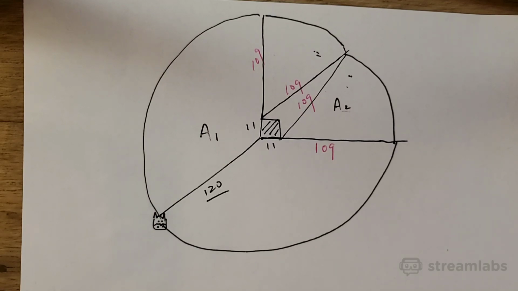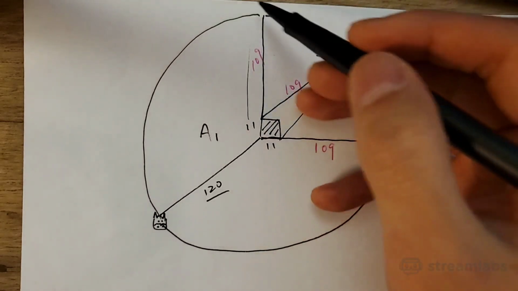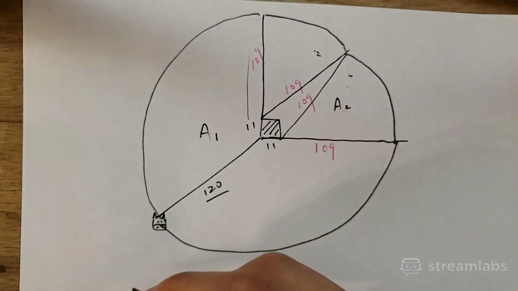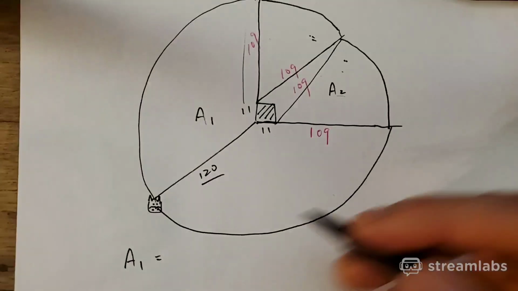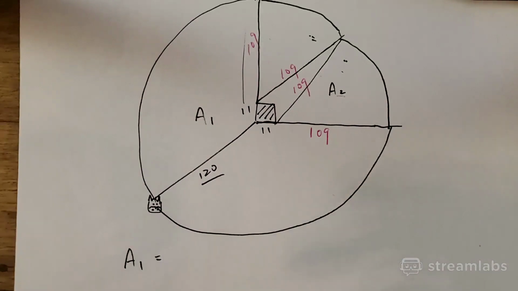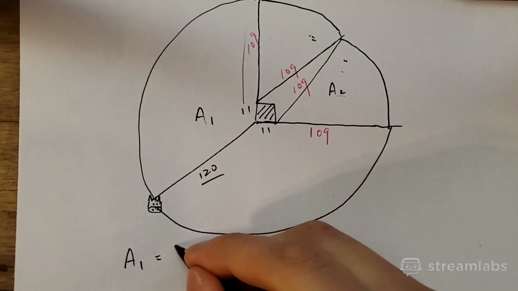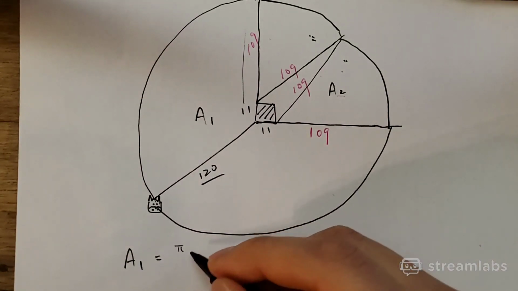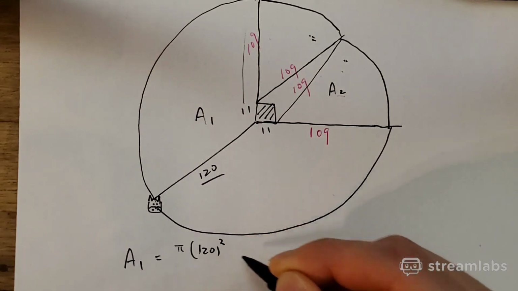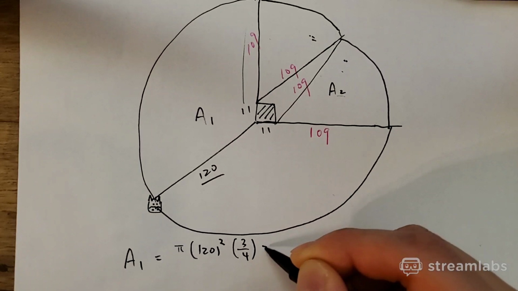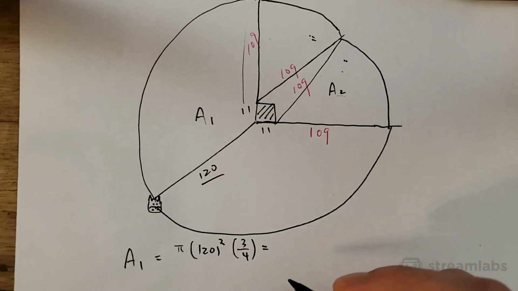So first thing is I'm going to find this whole thing first. So I'm going to do A1. This is 3/4 of a circle, right? So it's pi r squared, but it's times 3/4 because you only have 3/4 of a circle. So that's going to give you what?